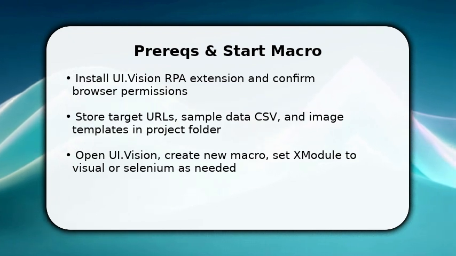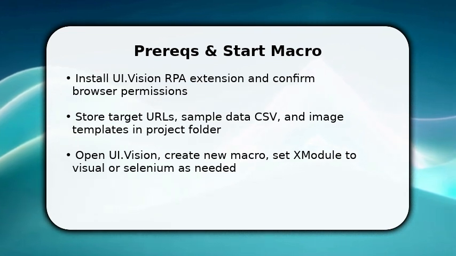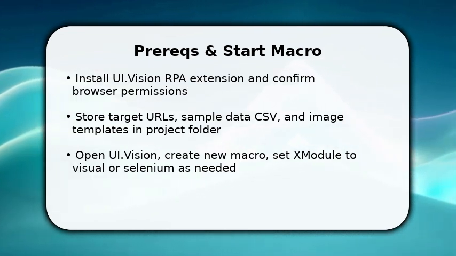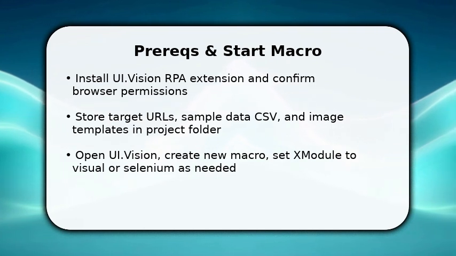Next, import or point to your CSV data and add any reference images so the macro has inputs. Once done, record one simple action like clicking a login field to capture selectors. This gives you a base macro to expand from and validates.